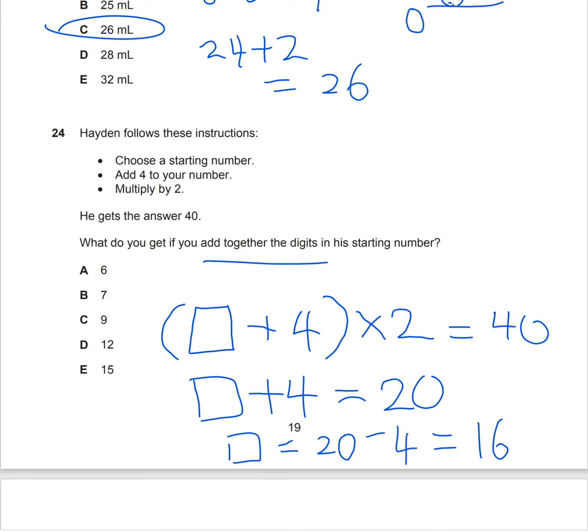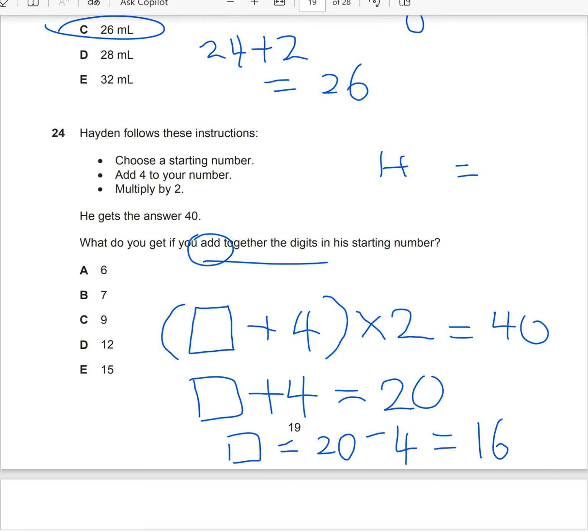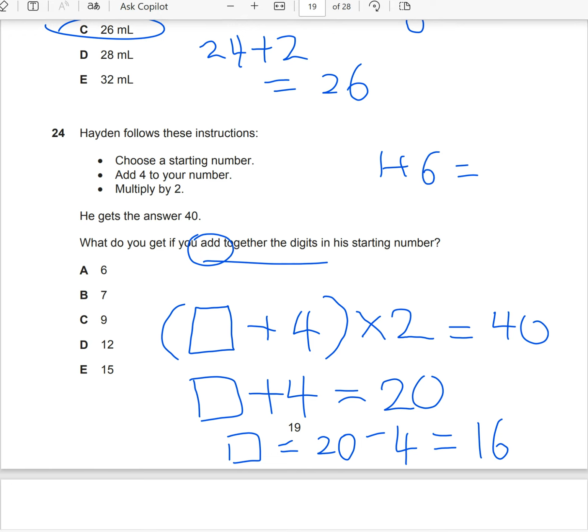Now they ask us to add together the digits. 1 plus 6. Oops, I'm too ahead of myself. 1 plus 6 is 7. And the answer is B.